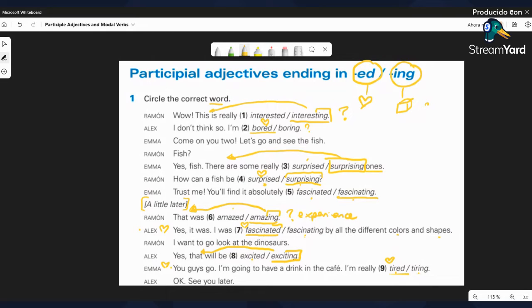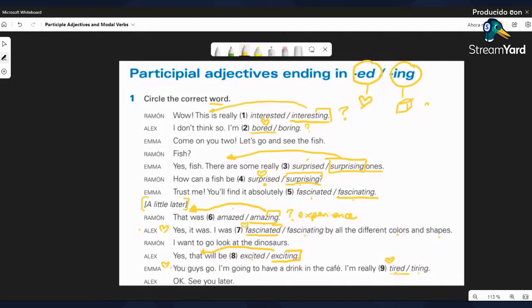Okay, guys. So if you let me, I'm gonna read the complete dialogue. Ramon says, "Wow, this is really interesting." "I don't think so. I'm bored." "Come on, you two. Let's go and see the fish." "Fish?" "Yes, fish. There are some really surprising ones." "How can a fish be surprising?" "Trust me, you'll find it absolutely fascinating."